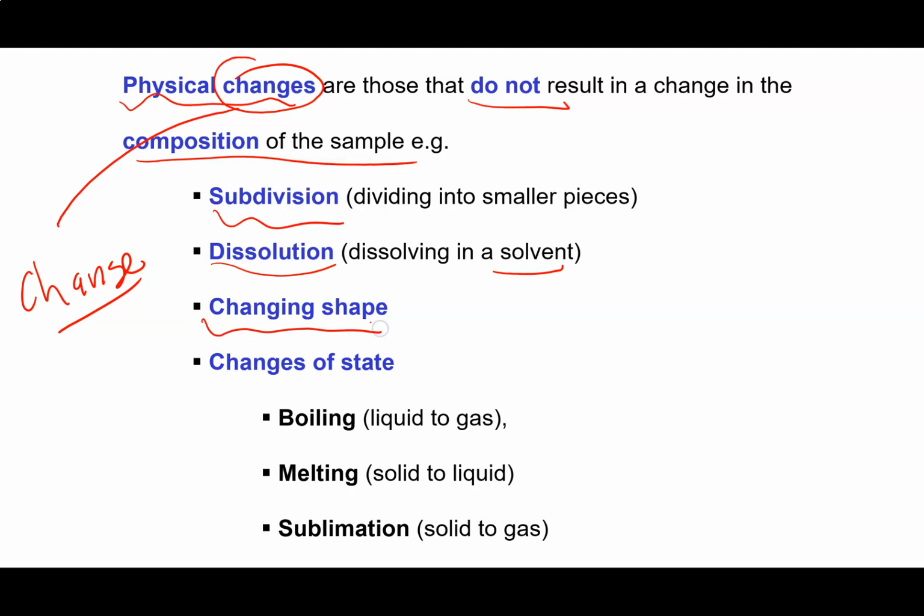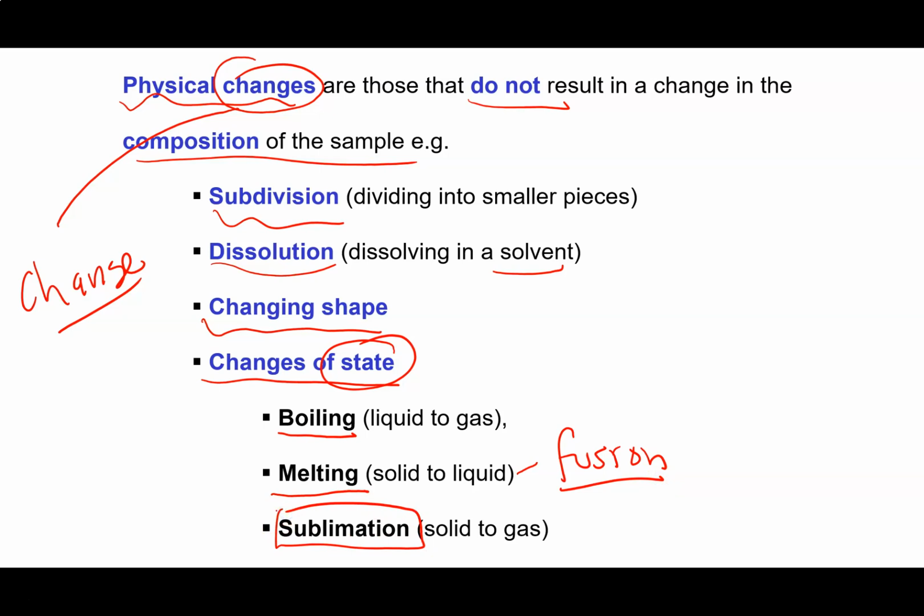When we bend or stretch or compress something, when we change its shape, we're only performing a physical change, we're not performing a chemical change. And then the other very, very common physical change is some kind of change of state. So we could boil something or evaporate it. We could melt something. Sometimes this is called fusion. We'll come back to that later. Or we could sublime something. But any change of state is always a physical process.